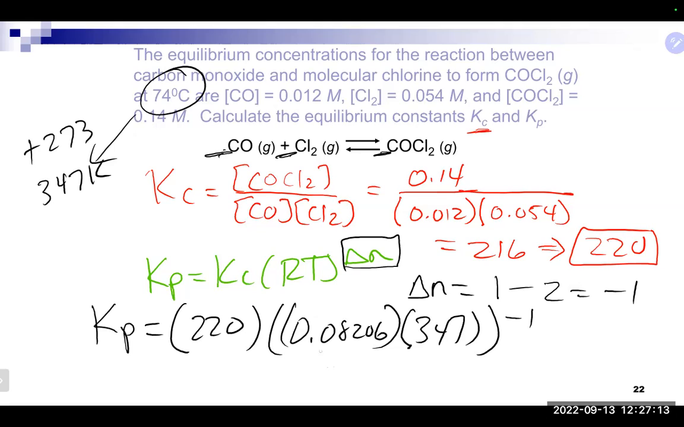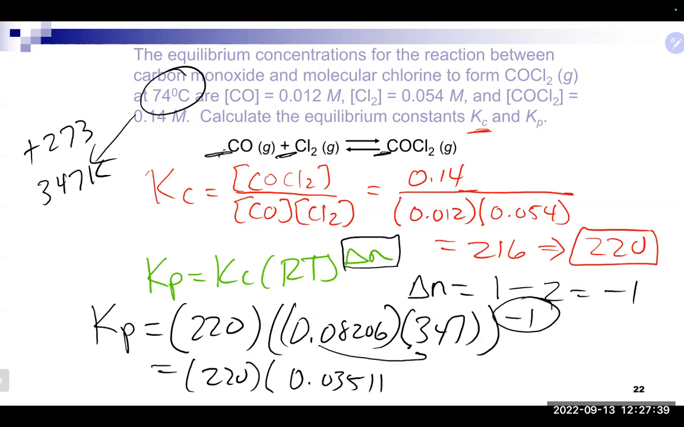Just so we're clear on the math, you should do the stuff inside first, and then take it to the -1 and then multiply it by the 220. So if you do that, 0.08206 times 347, take it to the -1, which is basically taking 1 divided by it, yields approximately 0.0351187, which we then will multiply by 220 and yield us a Kp value of 7.7 in this case. Any questions on that there?